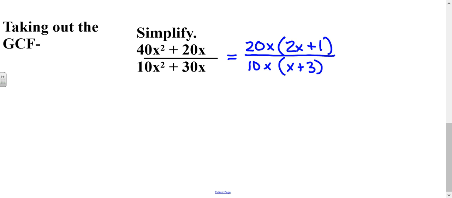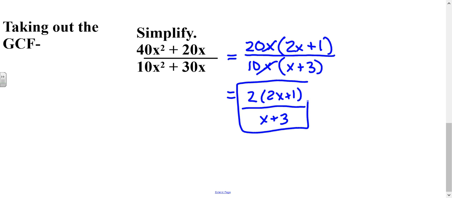Now I need to see if there's anything that I can cancel out or simplify. If I look at this, 20 over 10 can be simplified. 20 divided by 10 would just be 2, or 2 over 1, but you don't need a 1 on the bottom. The x's would cancel out, and so then I would have 2x plus 1 left on top, and x plus 3 left on the bottom. So this would be the final answer.